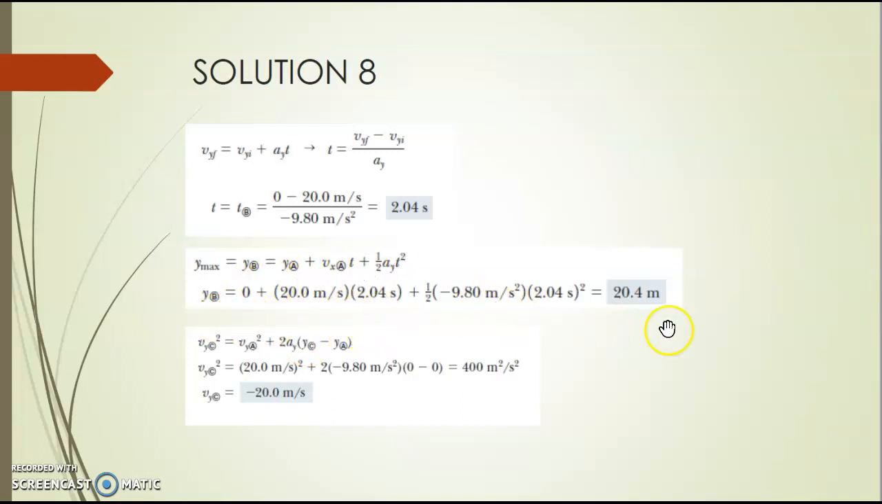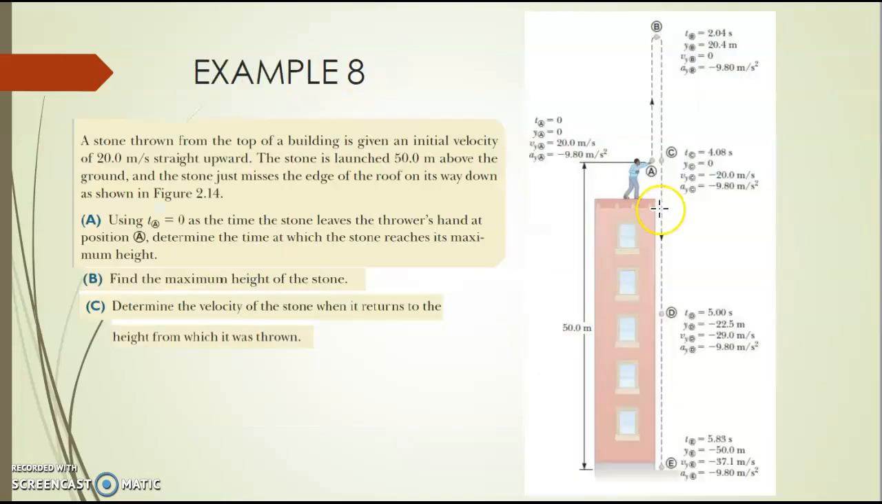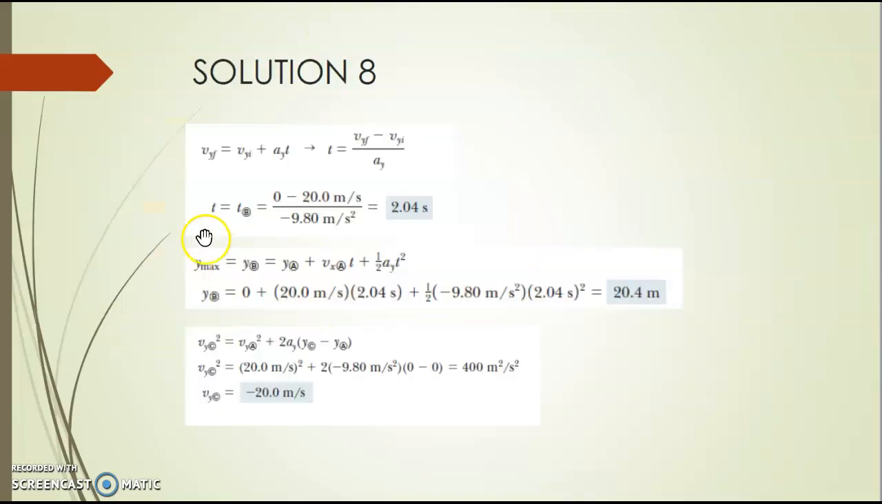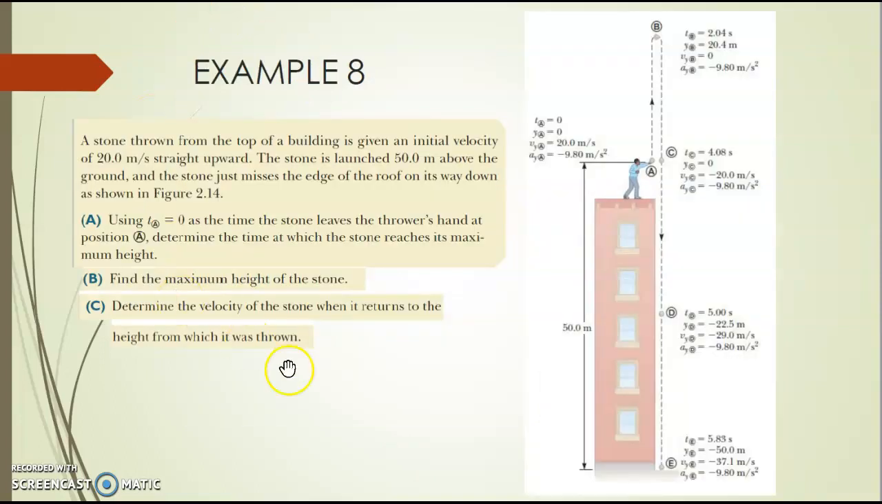Okay, now here it says our maximum height is 20.4, but that 20.4 meters is taken from point A. Okay, so from point A to point B, that's 20.4 meters. But if the problem is asking for the height from the ground, you're going to be adding 50 more meters. Next, determine the velocity, okay, at point C.